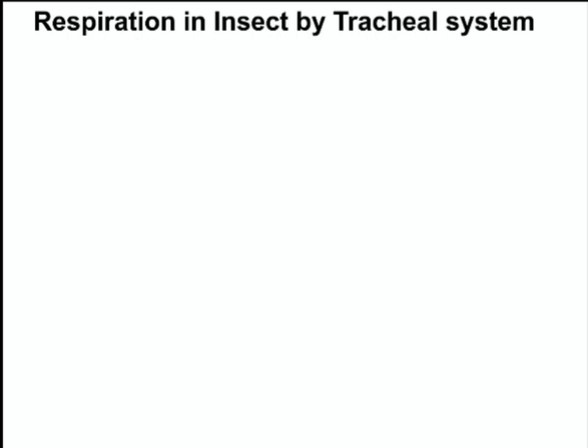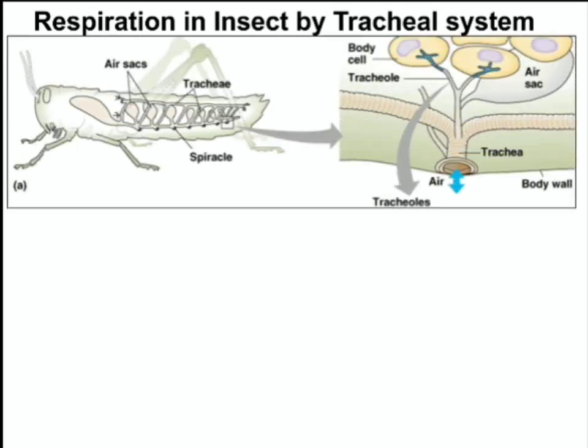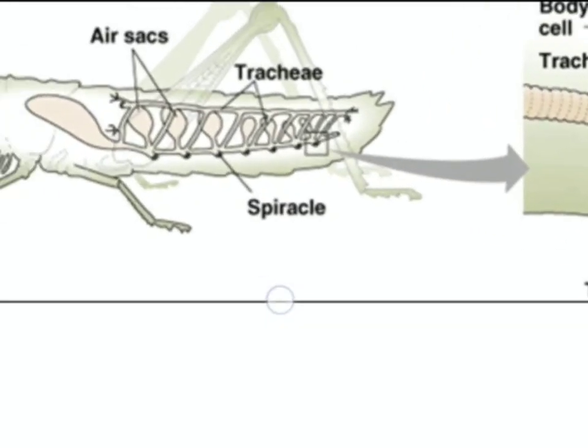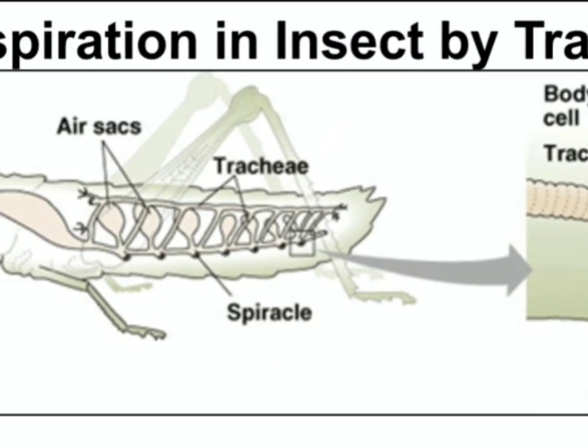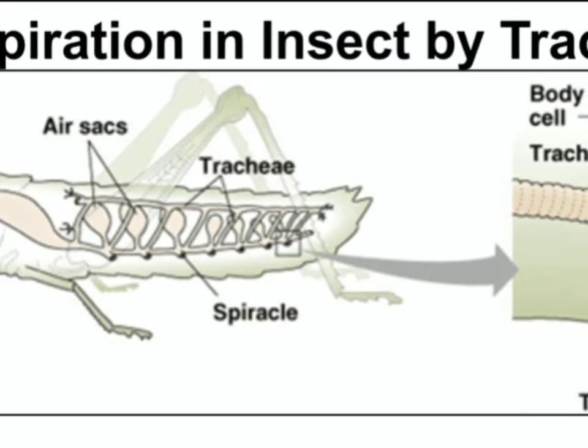Okay, now moving on to the animal section. First of all, respiration in insects by the tracheal system. Remember, tracheae are tube-like structures. As you can see, this is the grasshopper structure. What are the three things present in the insect? One is the spiracles. Spiracles are the openings present on the outer body of the insect or grasshopper. It may be a grasshopper, a butterfly, or a cockroach also.